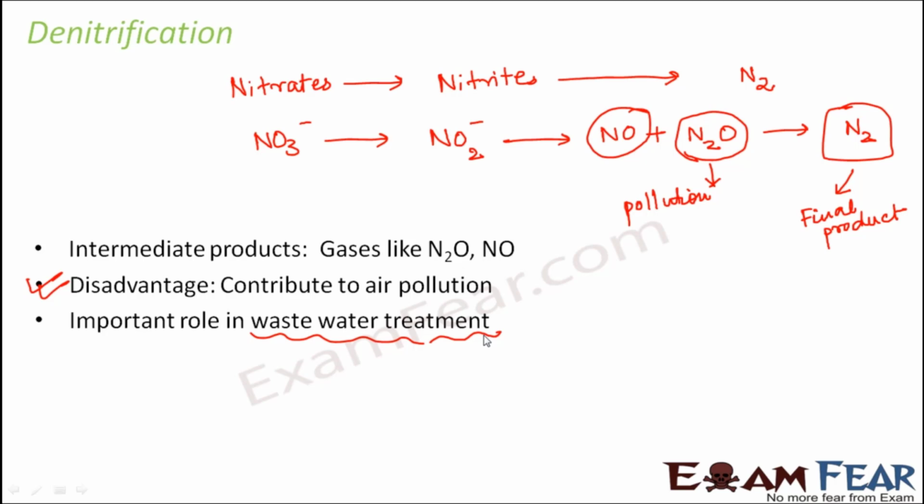Therefore, it reduces the chances of algal blooms. Algal blooms we discussed, right? Due to the excess presence of nutrients, like nitrates or phosphates, algal bloom takes place. So by this process of denitrification, the excess of nitrates can get converted to atmospheric nitrogen. Therefore, the possibility of algal bloom can reduce. In that way, it helps in wastewater treatment. But on the other hand, because of the intermediate products, it adds to air pollution.